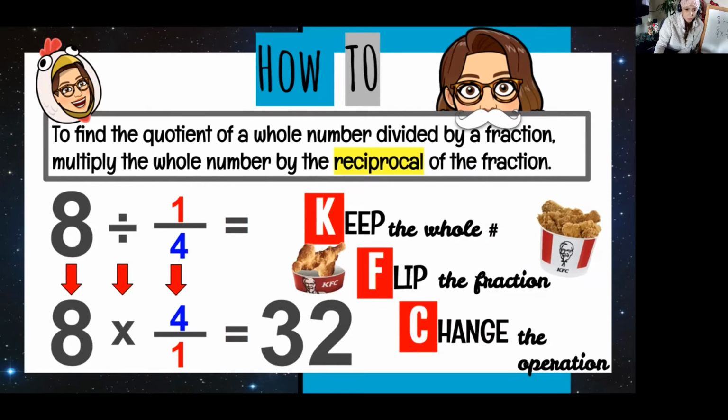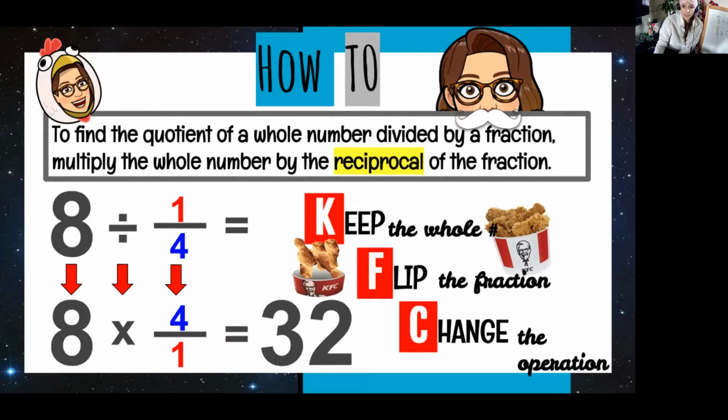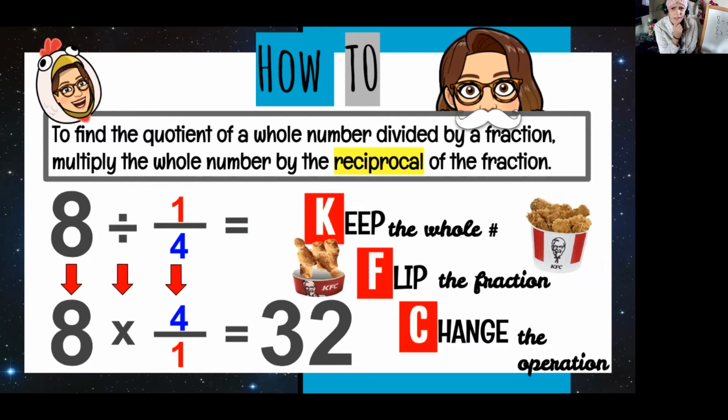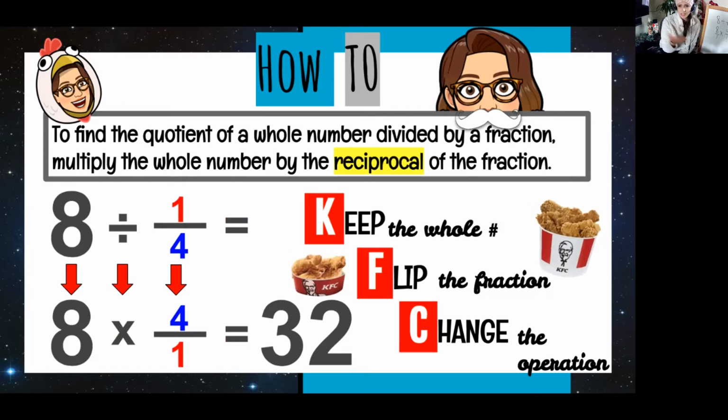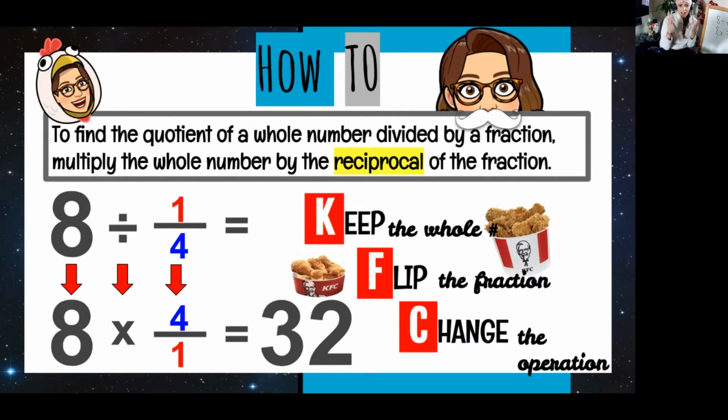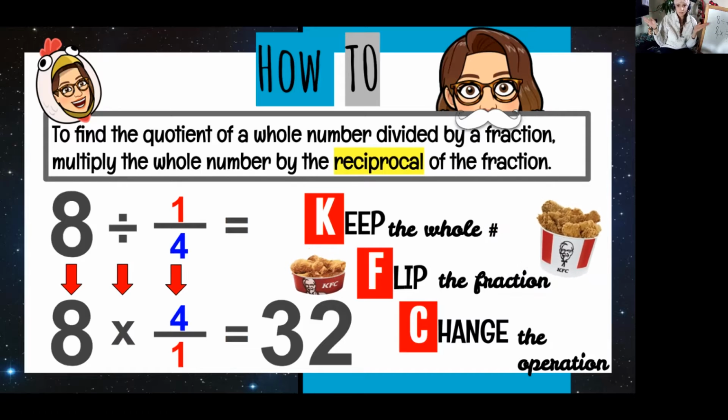So I keep my number that's being divided. My 8 is being divided. So what is that called, the number that's being divided? The dividend. So I keep my dividend because that's not changing. That's what I'm dividing. I can't change that. That's my starting number. I have 8 cups of cocoa mix, no matter what. I'm not changing that. That's all I have.